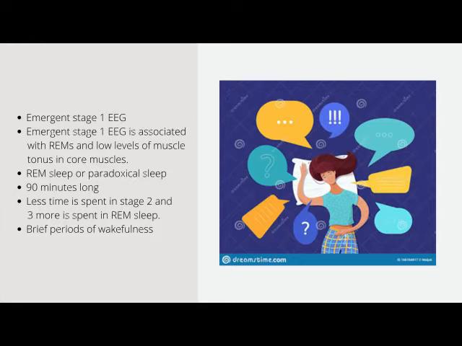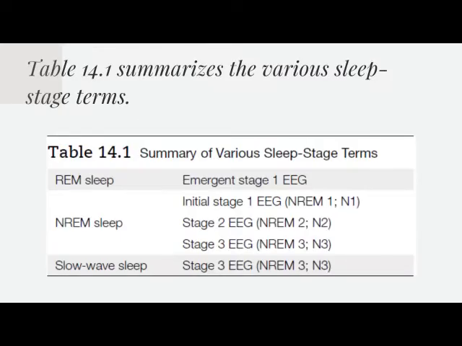And there are brief periods of wakefulness which are normally forgotten in the morning. The sleep associated with emergent stage 1 EEG is often called REM sleep after the associated rapid eye movements, whereas all other stages of sleep together are called NREM sleep or non-REM sleep. Accordingly, initial stage 1, stage 2, and stage 3 sleeps are sometimes referred to as NREM 1, NREM 2, and NREM 3 respectively. NREM 3 is often referred to as slow wave sleep or SWS after the delta waves that characterize it.